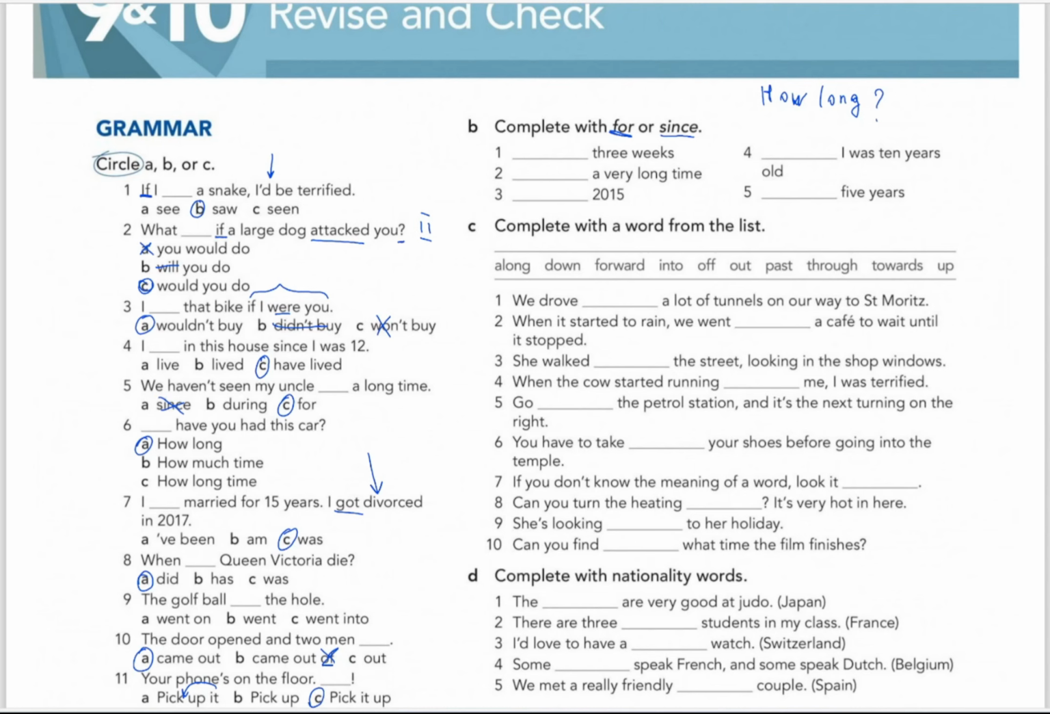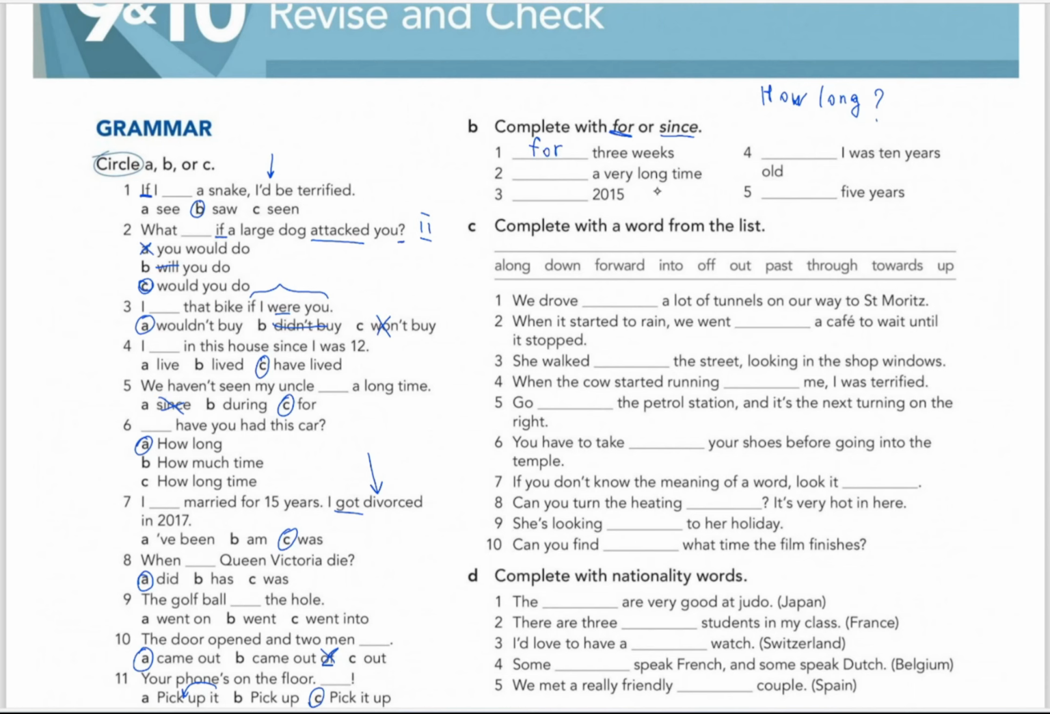The difference is for we use for a period of time, since we use before the beginning of time or point of time. So we should try to differentiate the meaning period of time and then point of time or beginning of time. So the point of time is something that we cannot count, right? Period of time is something that we can count. Example, 3 weeks. So that's a period of time, like 1 week, 2 weeks, 3 weeks. So definitely we go for for.